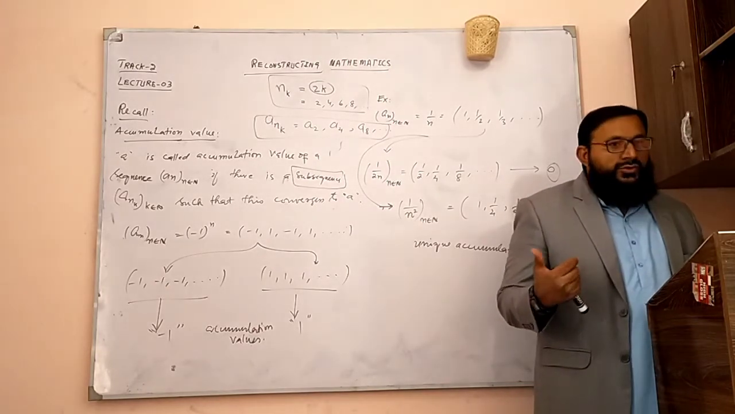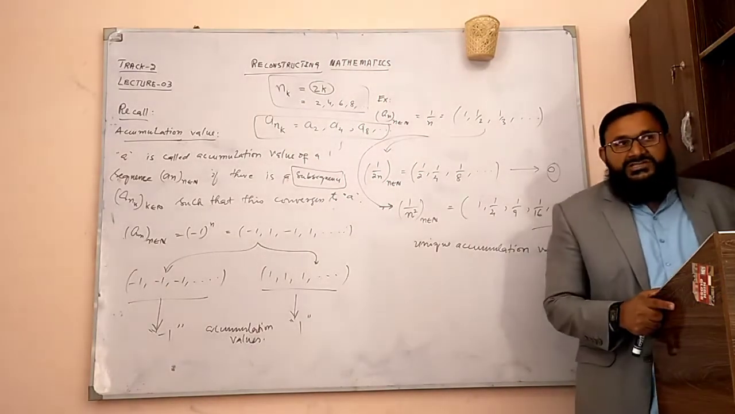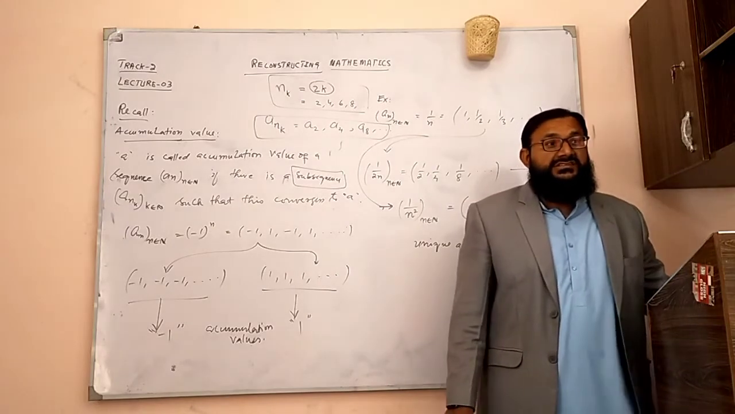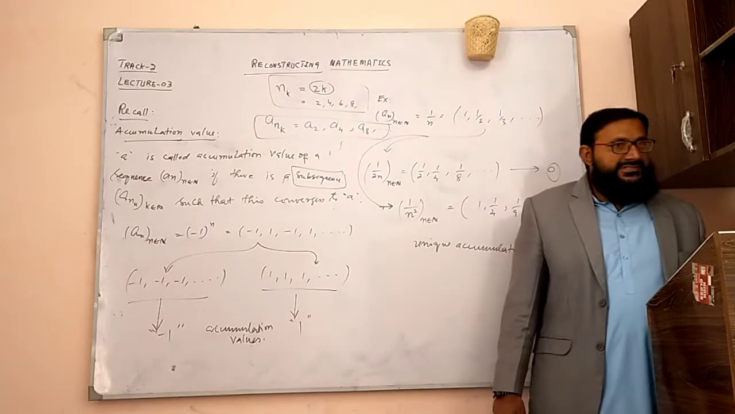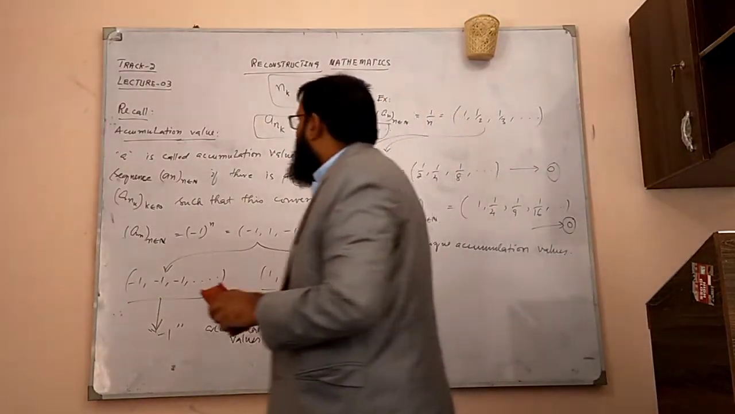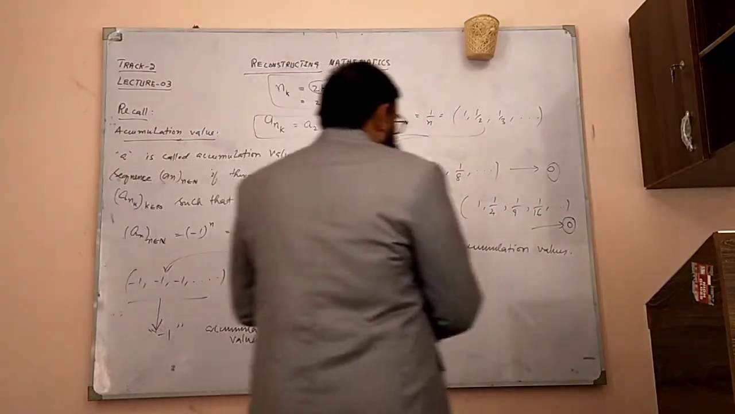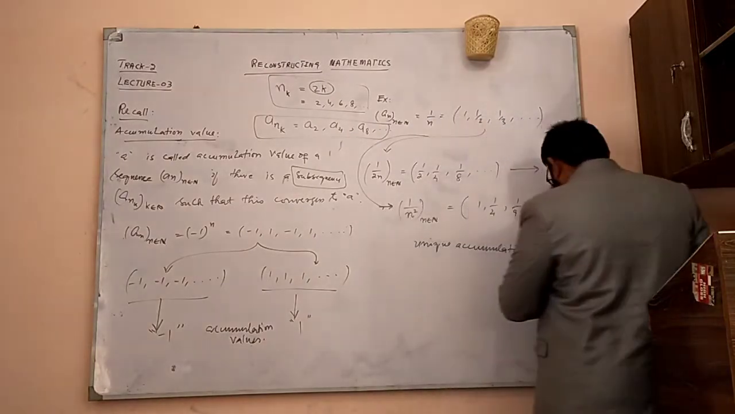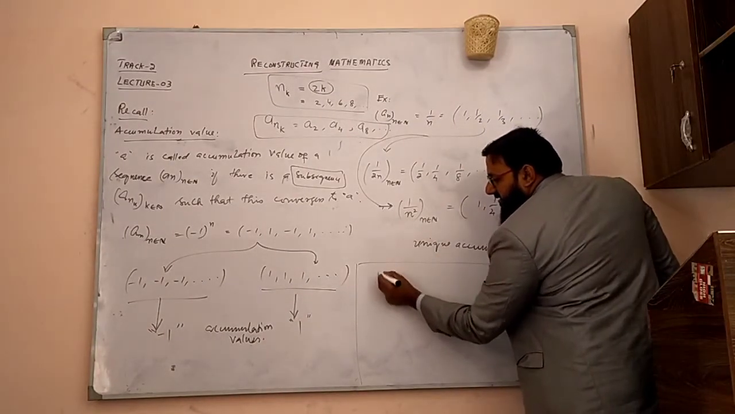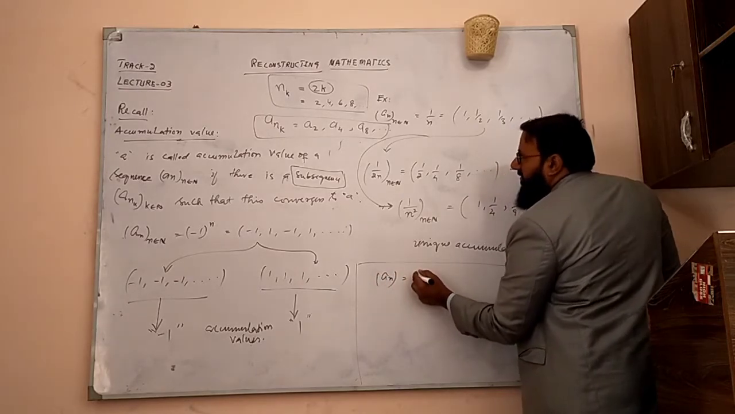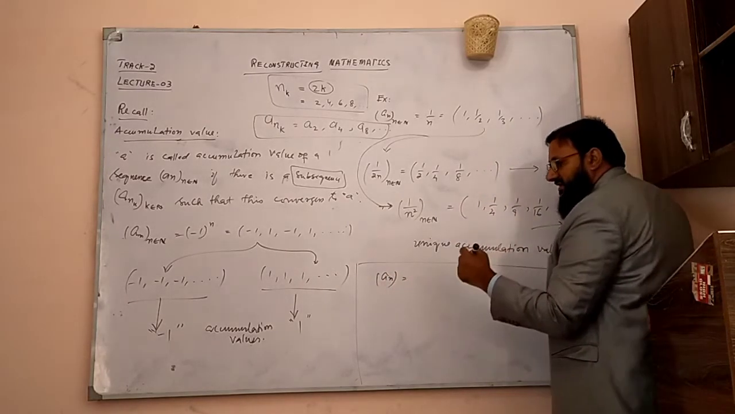Sometimes there are two improper accumulation values. One is plus infinity, the other is minus infinity. Is it possible? Any sequence with this property? Set of integers. Set of integers, but in this way.